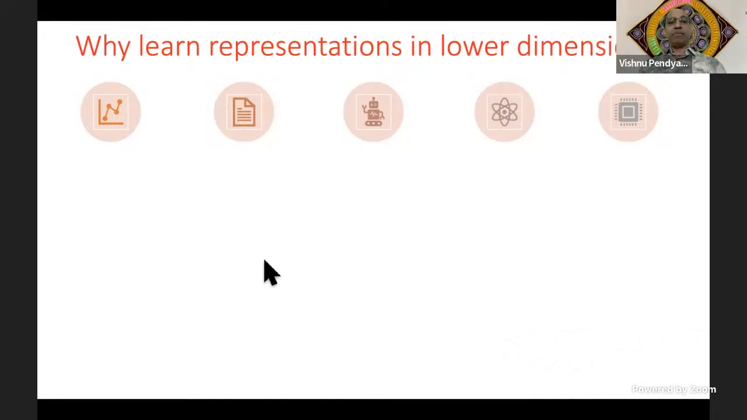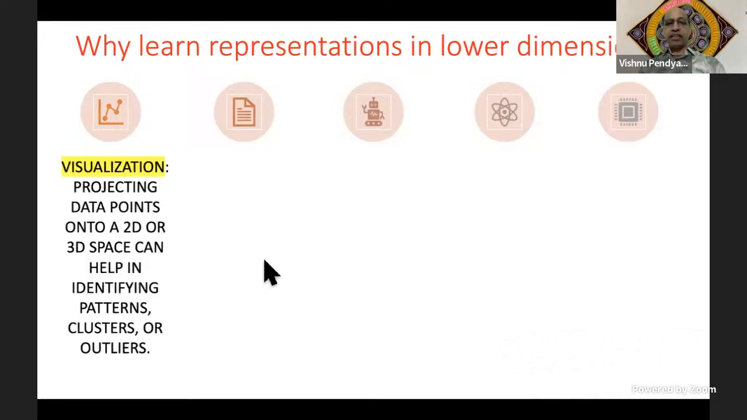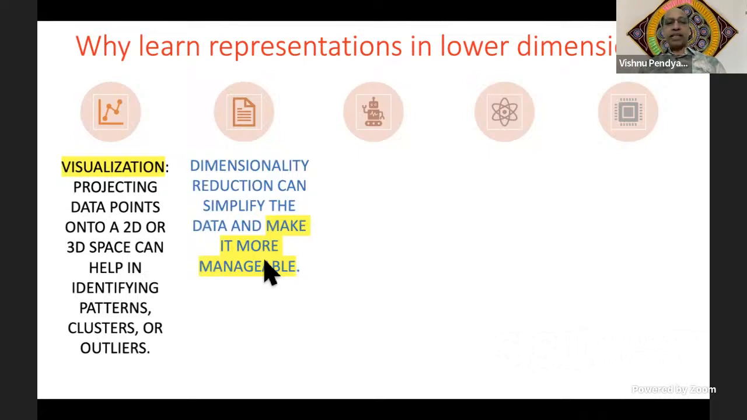So why do we even learn representations in lower dimensions? I already gave you some motivation for that, but let us uncover more. So first is to visualize the hidden structure like we talked earlier. Typical visualizations work best when the data points are projected onto a 2-dimensional or a 3-dimensional space. And then if you're familiar with machine learning, there's something called curse of dimensionality. In case you don't know, I'll still discuss it after a couple of slides. More dimensions will make it hard to deal with data, and reducing the dimensions can simplify the data and make it more manageable.